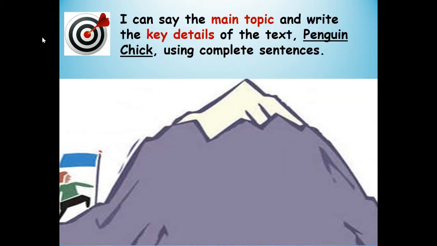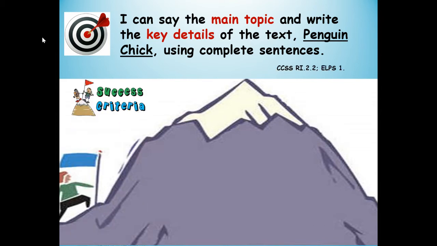So here's our learning target. I can say the main topic and write the key details of the text, Penguin Chick, using complete sentences. Success criteria, that means how will you know you're successful at saying the main topic and writing the key details of the text? Well, here are your steps to success. We're going to do it one step at a time. And by the end of this lesson, you will have reached your learning goal or your learning target.